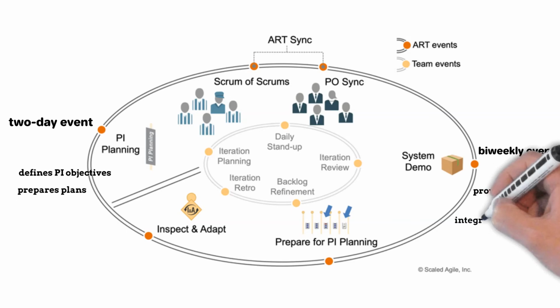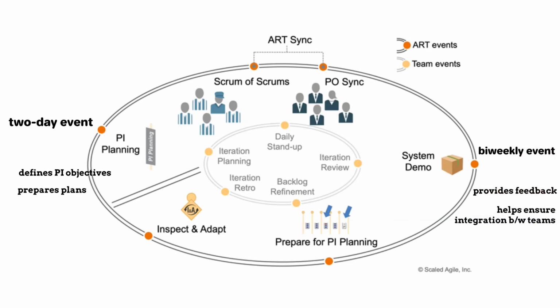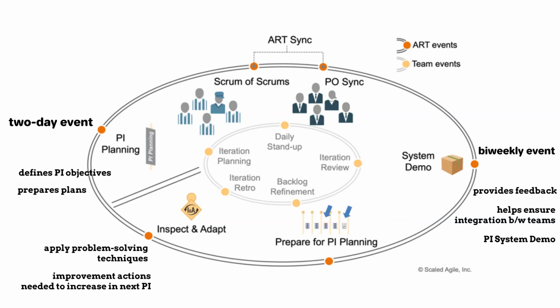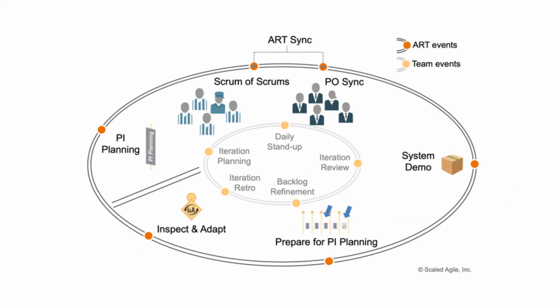This demo also helps ensure that integration between teams on the same Agile Release Train occurs regularly, at least once every iteration. The PI is done when its time box expires. Each PI concludes with a final system demo called a PI system demo. This is a newsworthy event that illustrates all the features that have been accomplished during the PI. This is done as part of the I&A event, which is a regular time to reflect, apply problem-solving techniques, and take on improvement actions needed to increase the velocity, quality, and reliability of the next PI. Agile teams connect to manage dependencies through Scrum of Scrums and PO sync in between iterations.